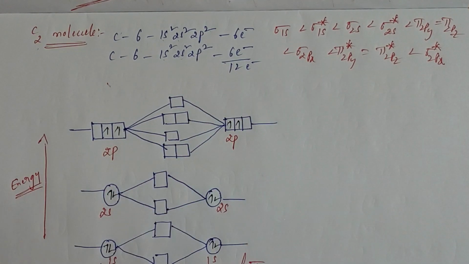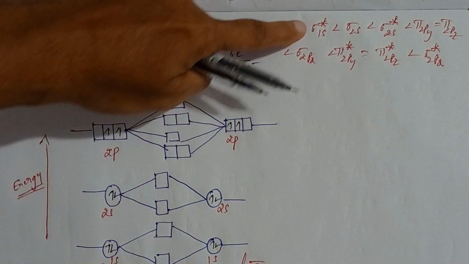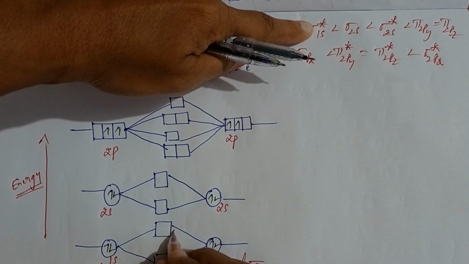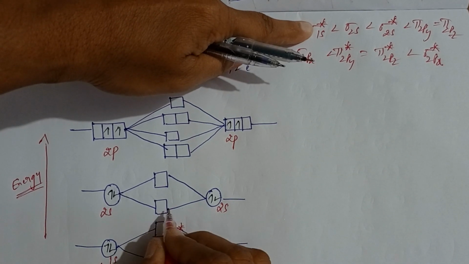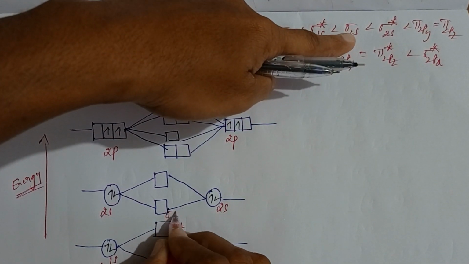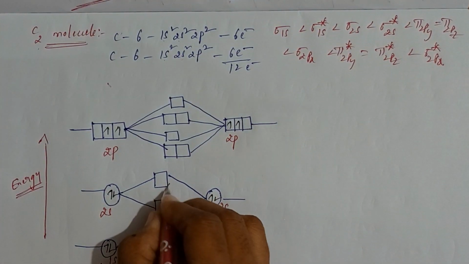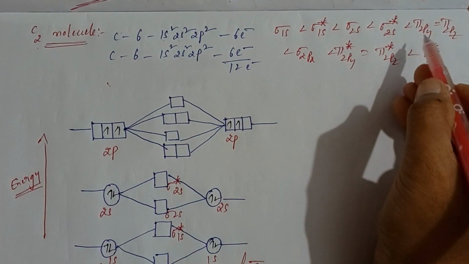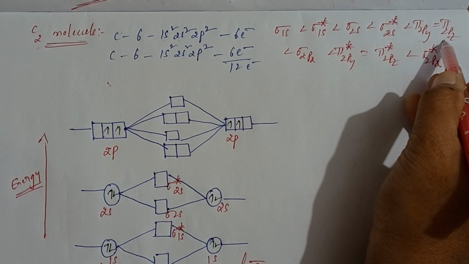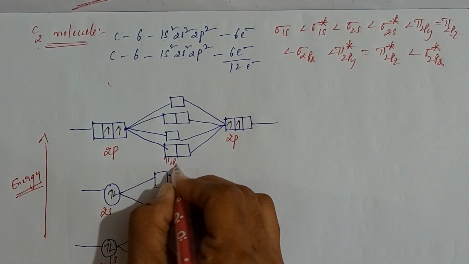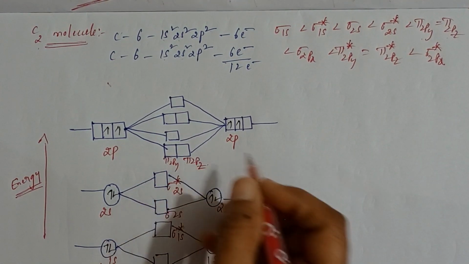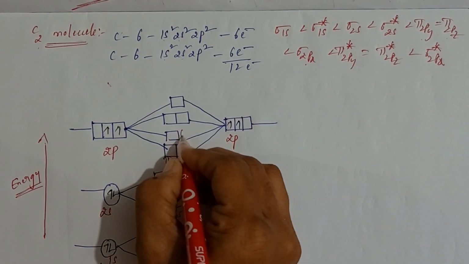See here, this is sigma 1s. Next, sigma star 1s. Next, sigma 2s. This one is sigma star 2s. Next, pi 2py, pi 2pz. So this is pi 2py, this is pi 2pz. Next, this one is sigma 2px.